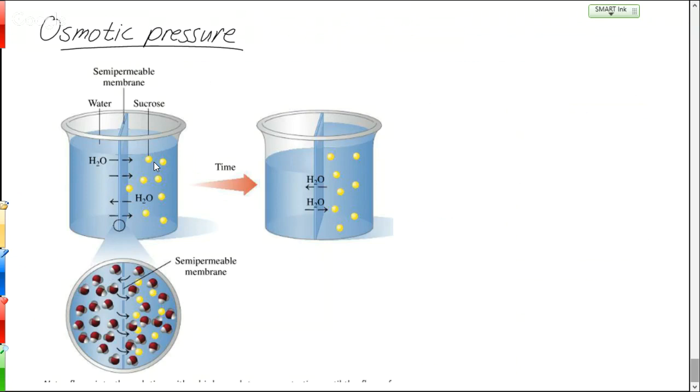Anybody? So if water pushes into the cell, what happens eventually? It bursts open, yeah. So if you have a cell, like something like a blood cell, in your blood, and your blood does not have enough solute concentration, it's going to force water into the cell and eventually burst the cell open. So that could be a problem.